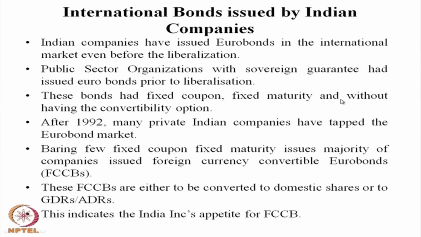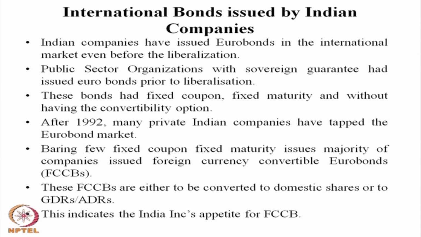If you see Indian companies, they were in the Euro bond international market even before the liberalization. Many public sector undertakings issued sovereign bonds, with a sovereign guarantee, in the Euro bond market prior to liberalization, and these bonds had a fixed coupon, fixed maturity, without any convertible clause. After the 92 economic reform, private companies issued Euro bonds, and they tapped the Euro market to get capital in the form of US dollars, and also bearing fixed coupons. Many companies issued what is called variable coupon with a maturity of more than 10 years.